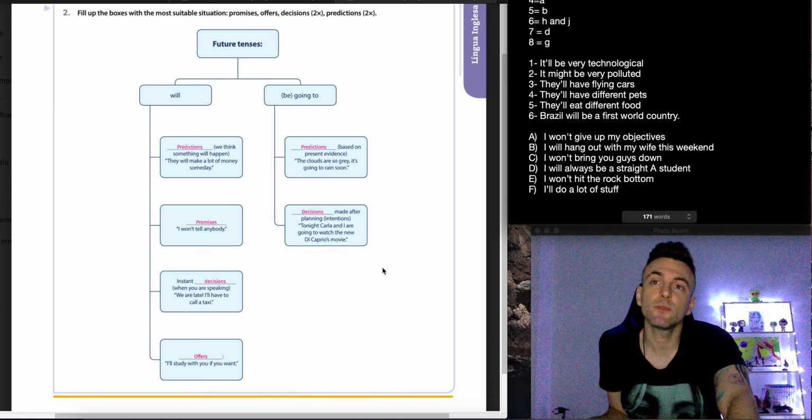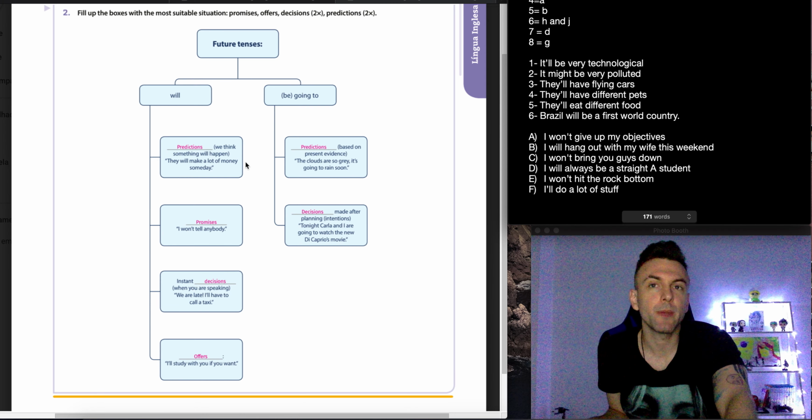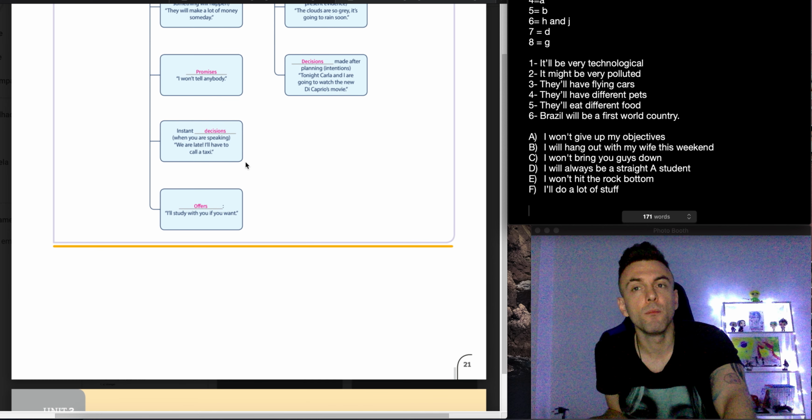In this lesson, we studied future tenses, will and going to. We'll use it for predictions that we think something will happen. For example, they will make a lot of money someday. Or promises, I won't tell anybody. Or instant decisions, like we are late, I have to call a taxi. Going to is used for predictions based on present evidence. For example, the clouds are so great, it is going to rain. Or decisions made after planning. Tonight, Karen and I are going to watch the new DiCaprio movie.